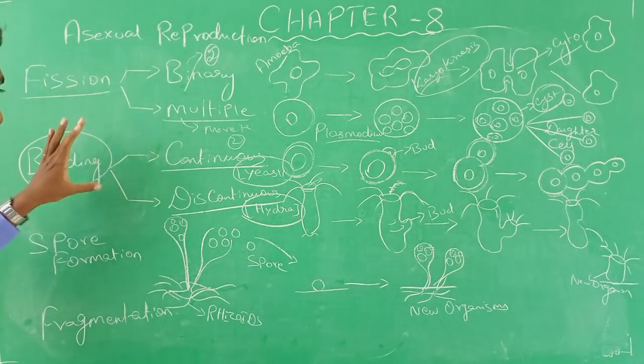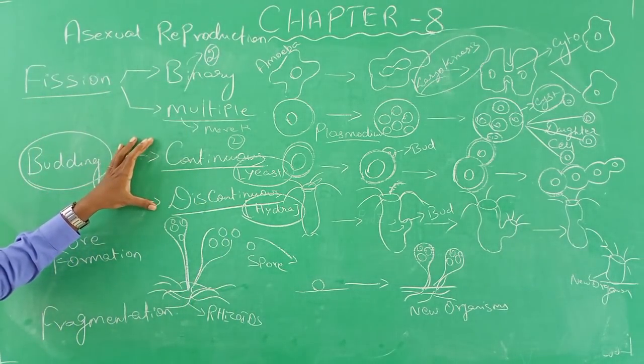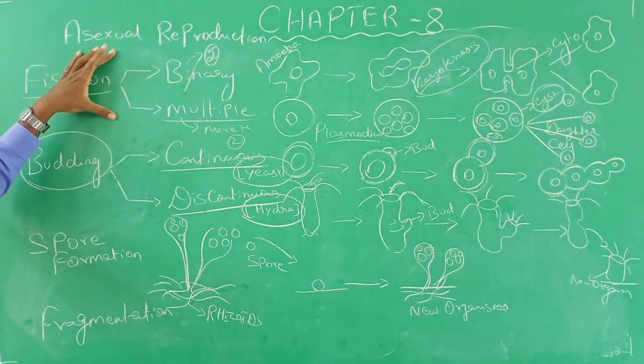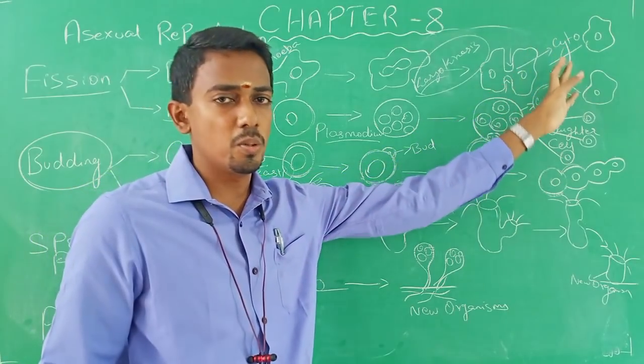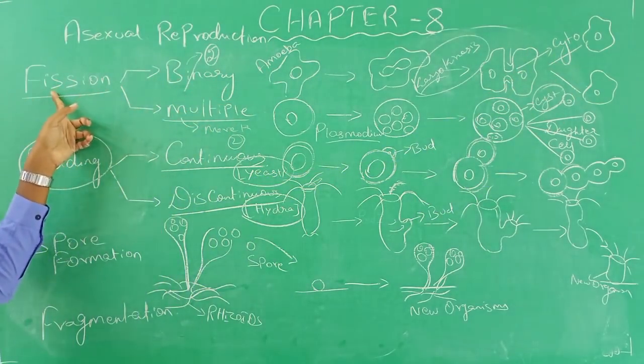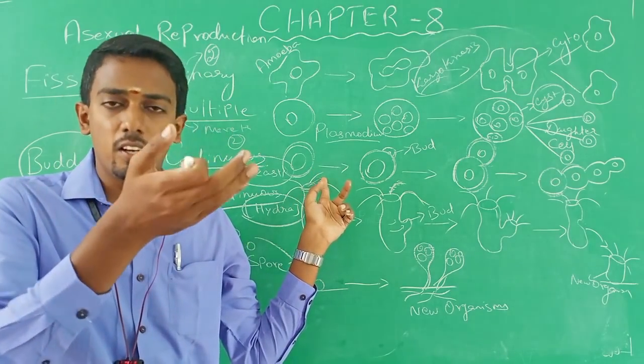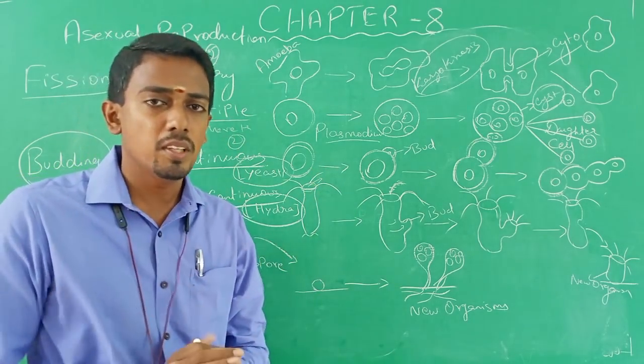But here in case of budding, the parental identity remains. Here it is not lost, but in fission it is completely lost. You can't tell which one is the parent and which one is the offspring in case of fission, but in case of budding, you can tell which is the parent and which is the offspring produced. You can tell them clearly.